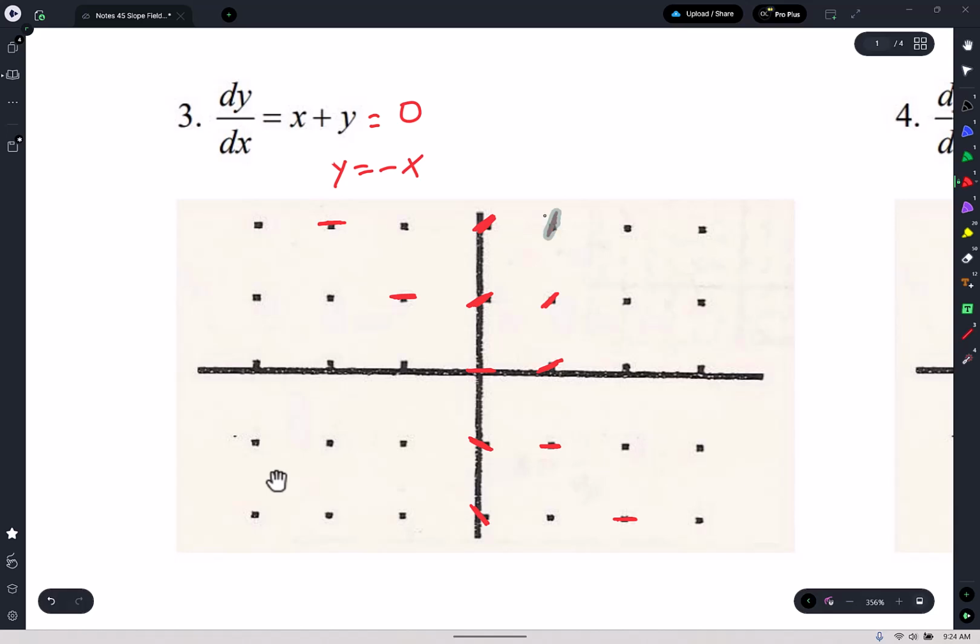I exaggerated that one. Not so. There we go. All right. Now I'm at, let's see, where am I at? I'm at 2, 0. 2 plus 0 is 2, so make a slope of 2.